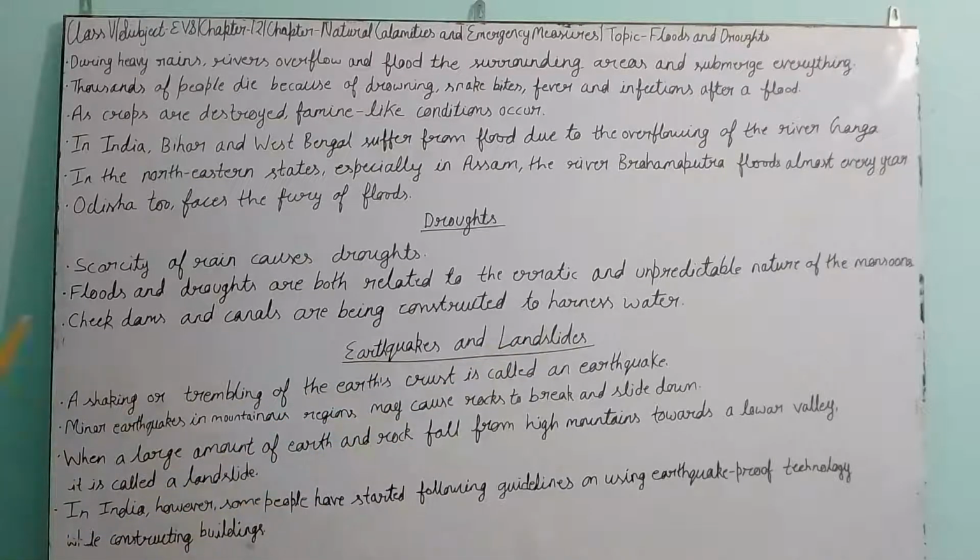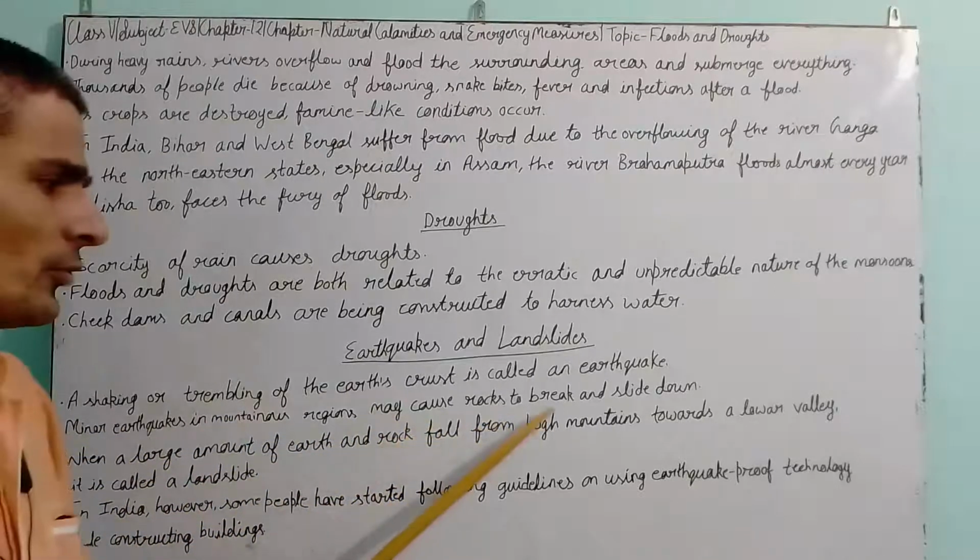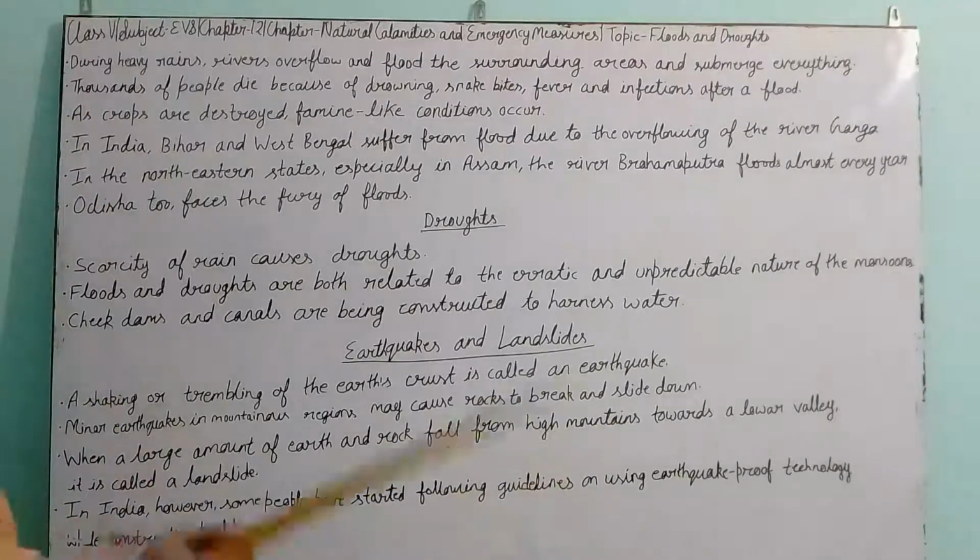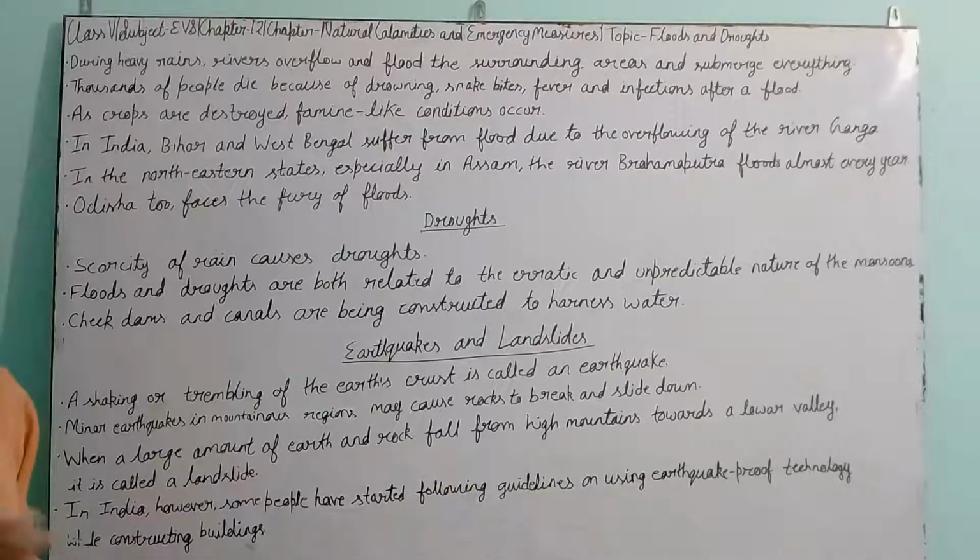Earthquakes and landslides. A shaking or trembling of the earth's crust is called an earthquake. When vibration-like conditions come in the earth, when the earth moves in a very fast movement, that is the earthquake. It starts vibrating. Minor earthquakes in mountainous regions may cause rocks to break and slide down. Actually, the earthquake comes because of the movement inside the earth. When the movement starts inside the earth, it takes the condition of an earthquake. And when it vibrates too fast, it causes too much loss for human beings.